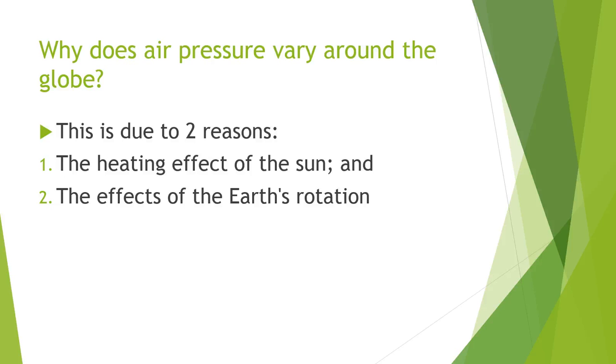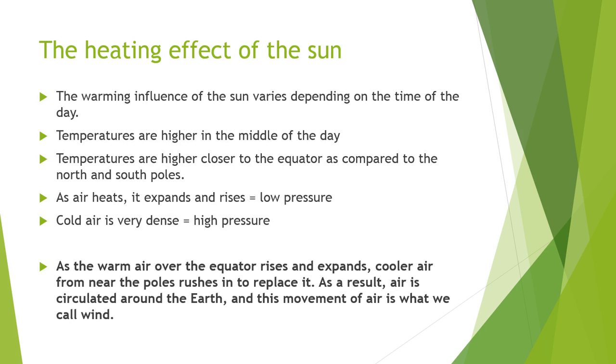Why does air pressure vary around the globe? For two reasons. The heating of the sun and the effect of the Earth's rotation. First, we're going to look at the heating effect of the sun. The warming influence of the sun varies depending on the time of the day. So temperatures are higher in the middle of the day than they are in the middle of the night. Temperatures are higher closer to the equator as compared to the north and south poles. We know that's because they're closer to the sun.